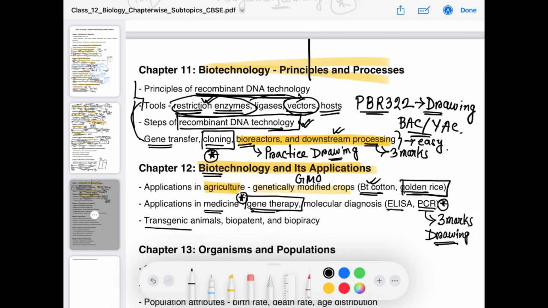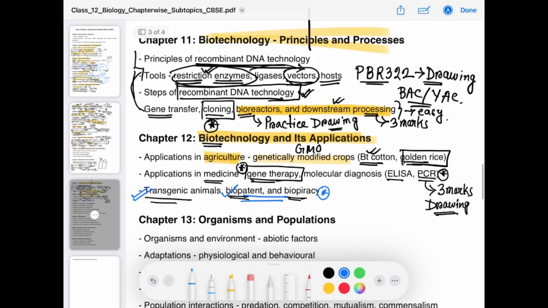Last is transgenic animals, biopatent and biopiracy. This can come in 2 marks questions. Biopiracy and biopatent are easy portions. You just have to memorize this portion. If you read twice or thrice, you will understand the topics properly, and you can easily memorize these topics. Transgenic animal is also an easy and interesting topic. So if you read the NCERT twice or thrice, you will be able to understand.